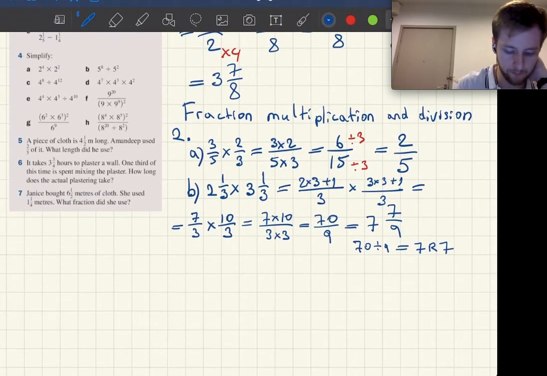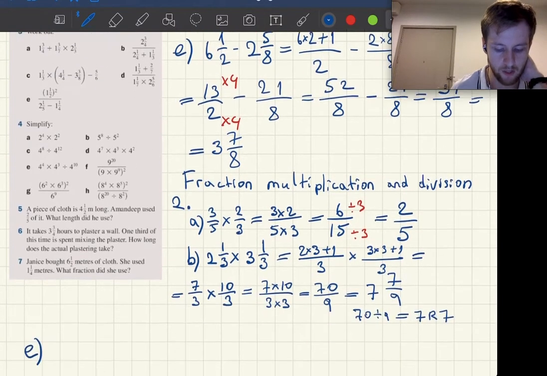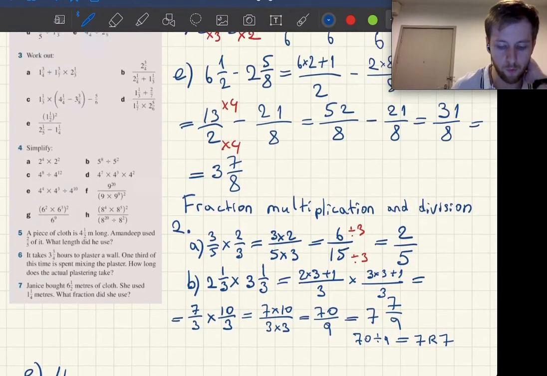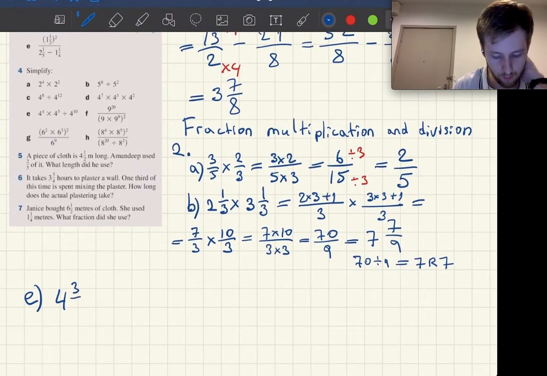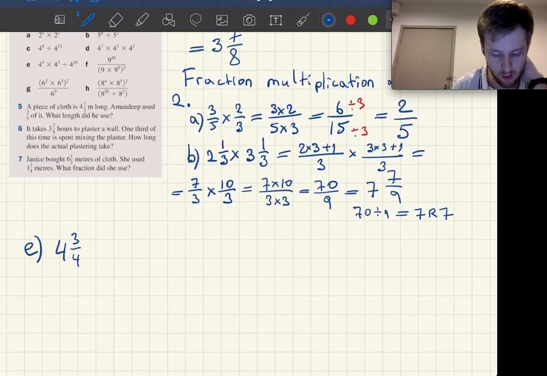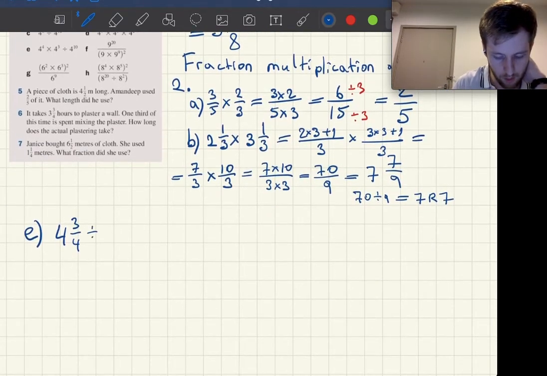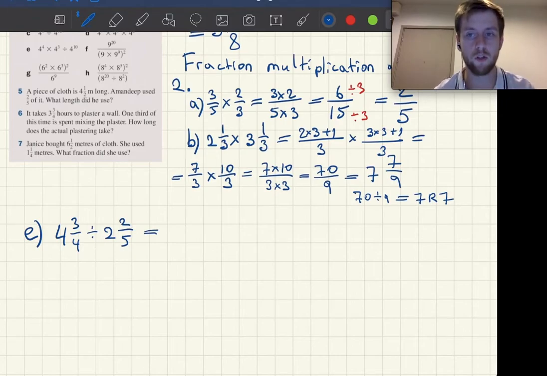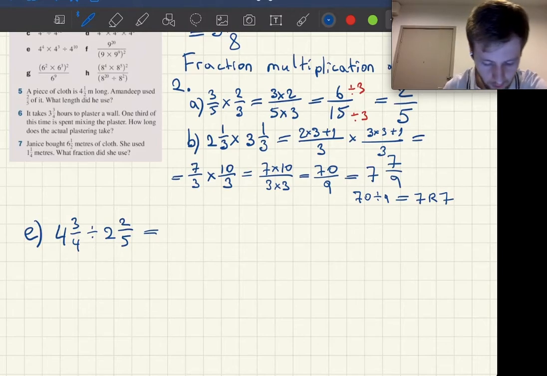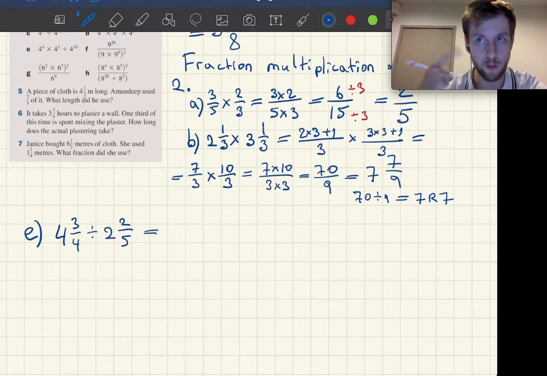Let's do E. So in E we have a division: 4 and 3/4 divided by 2 and 2/5. Let's do it. So how do we divide fractions? First, again, we do the same thing. We have to convert it to an improper fraction. This is what we do first.